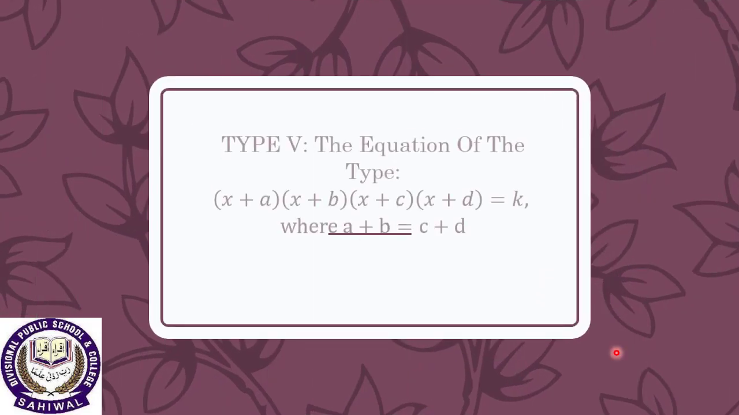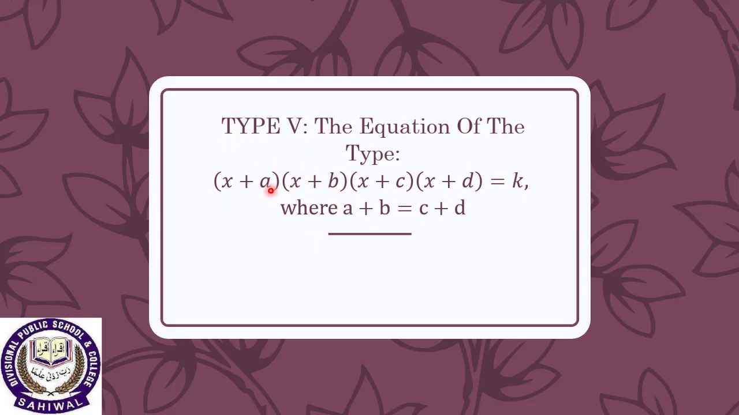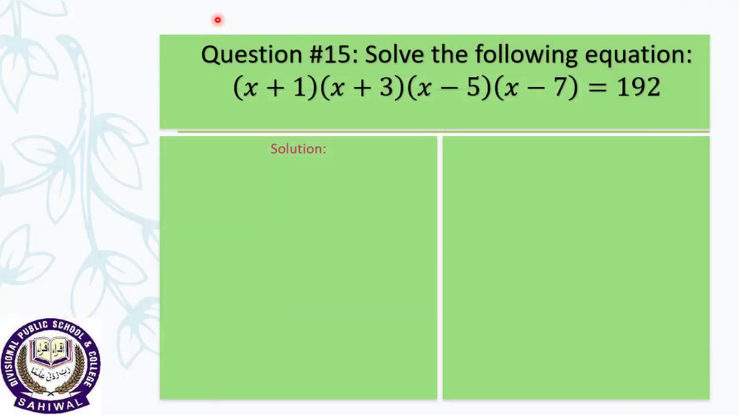The next type is the equation of the form (x plus a)(x plus b)(x plus c)(x plus d) equal to k, and in this equation a plus b is equal to c plus d. The process of solving these types of equation is also explained by using a question. We have an equation (x plus 1) multiplying with (x plus 3) multiplying with (x minus 5) multiplying with (x minus 7) equal to 192.